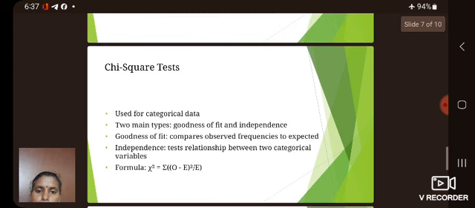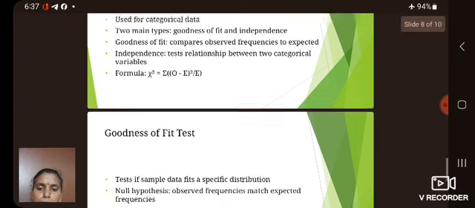Next we see the chi-square test. It is used for categorical data. Two main types are goodness of fit and independence of variables. Goodness of fit compares observed frequencies to expected frequencies. Independence of variables tests a relationship between categorical variables. Formula: chi square equals summation of observed frequency minus expected frequency, the whole square, divided by expected frequency.